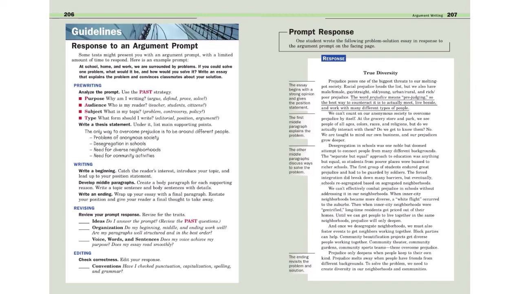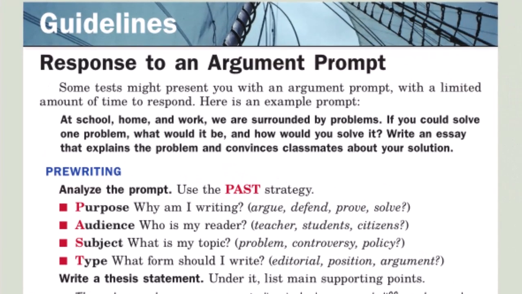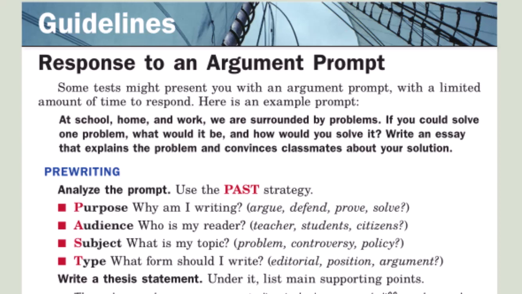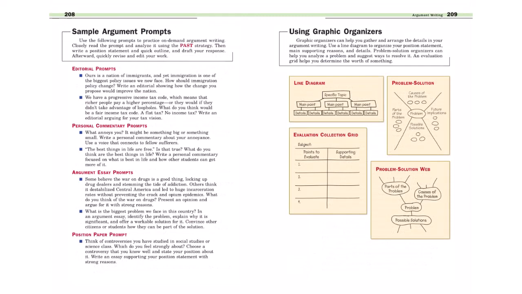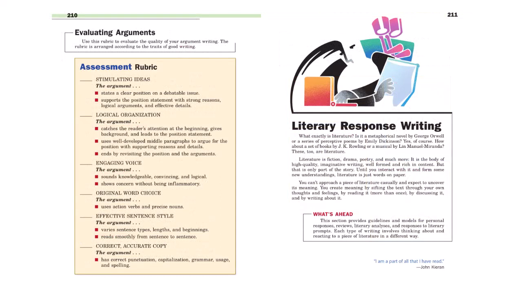You see the rhetorical analysis that students have learned with purpose, audience, subject, and type. This approach helps them to quickly analyze a writing prompt on a high-stakes test, and then come up with an on-target response. Students consider sample argument prompts and the graphic organizers that they might use to get their ideas pulled together. Finally, the chapter ends with a rubric that you and your students can use to assess work.